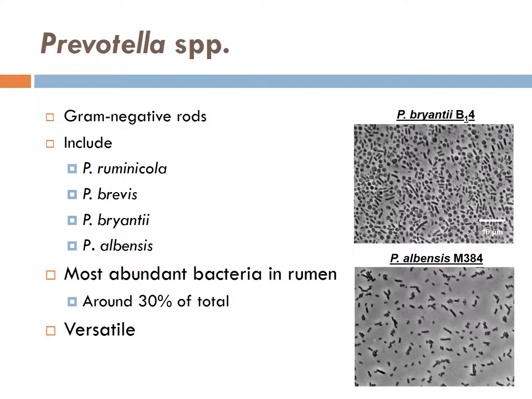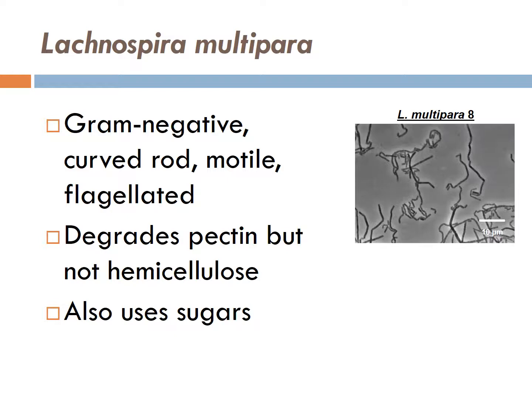The Prevotella species are gram-negative rods. They include Prevotella ruminicola, Prevotella brevis, Prevotella bryantii, and Prevotella albensis. These are the most abundant bacteria in the rumen. They make up about 30% of the total, and they are versatile. This is not their only niche. Lachnospira multipara is a gram-negative curved rod. It is motile, and it's flagellated. It degrades pectin but not hemicelluloses.